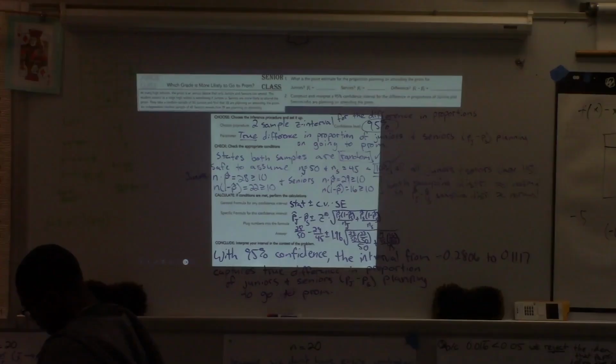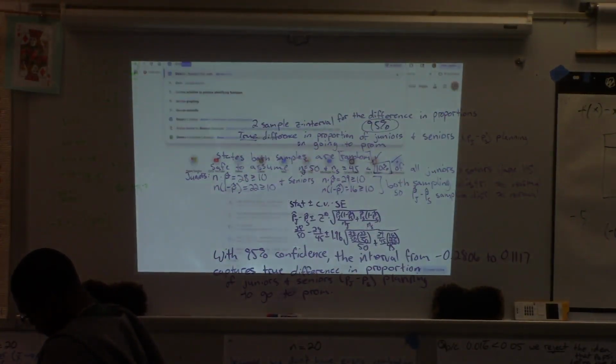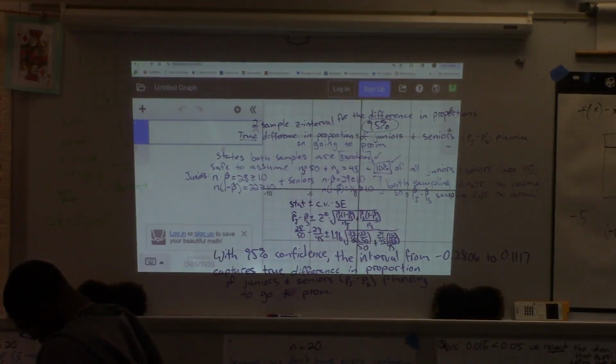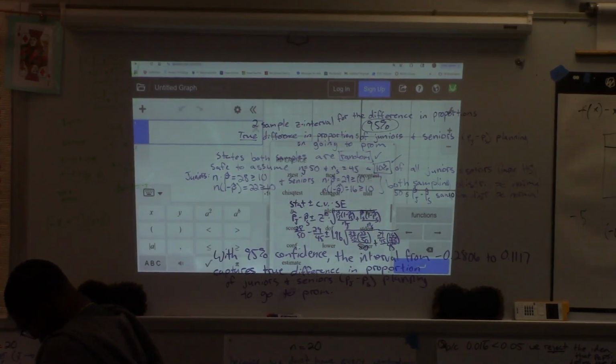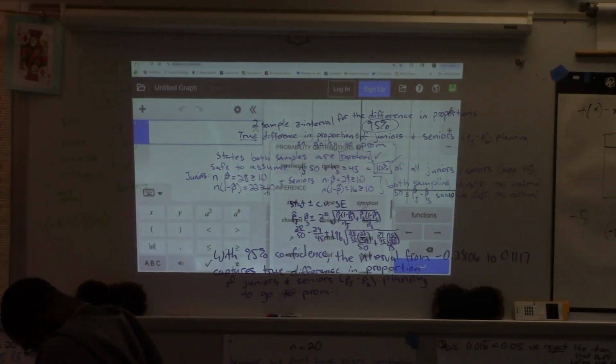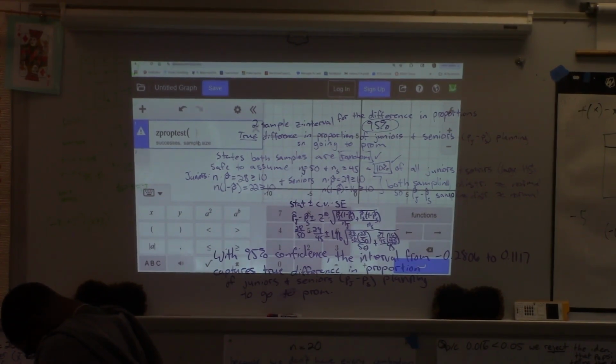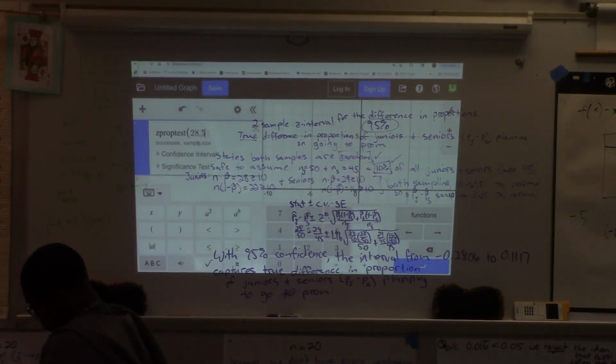So, I do want to quickly show you Desmos. It's actually really easy for all this. If I go to functions and scroll down to inference, it's again going to be a Z prop test. You're going to want to click Z prop test, and it only says successes and sample size, but I actually have to put in both sets of samples. So 28 is the first one with a sample size of 50, comma 29, comma 45. So you have to put in both samples here. Then you do a confidence interval.